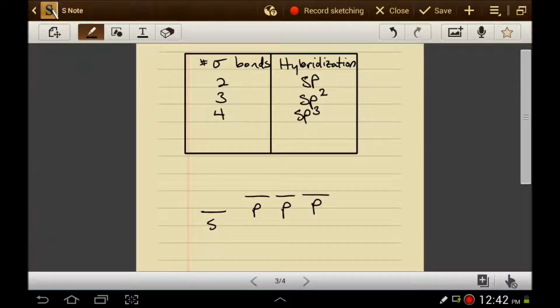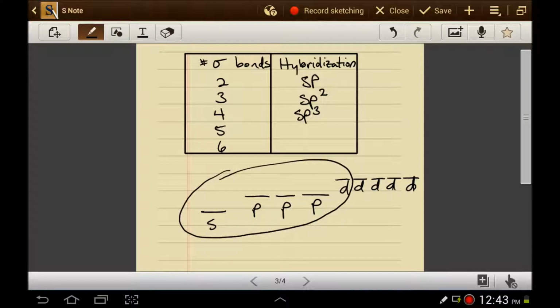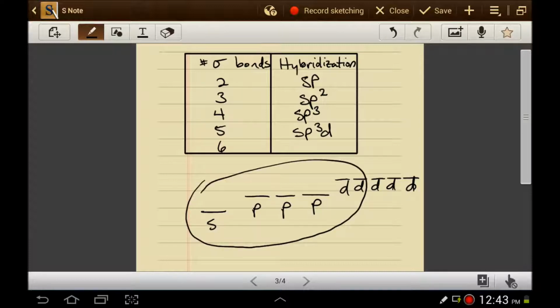Now there's some debate about 5 and 6. But remember that you've got some d electrons in here as long as you're in the 3rd energy level for your valence shell or greater. So if you look at the first 5 orbitals, the hybridization here would be sp3d. And for the first 6, you would need sp3d2 to have the first 6 hybrid orbitals.